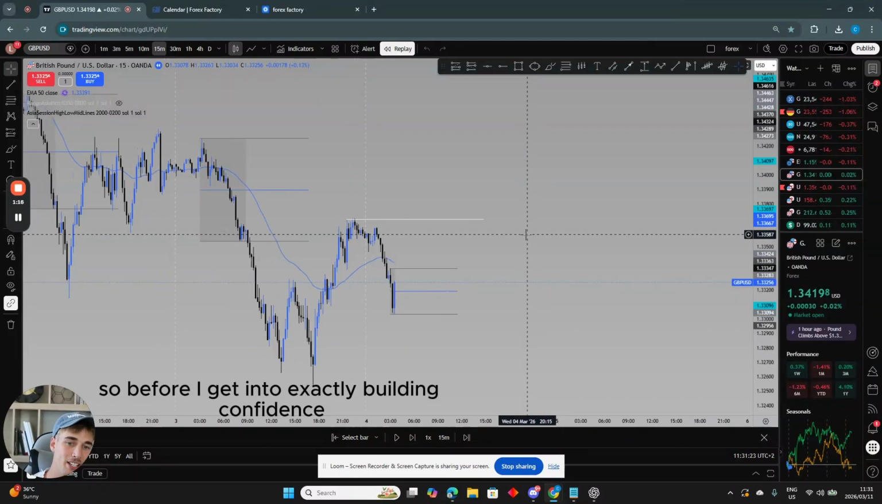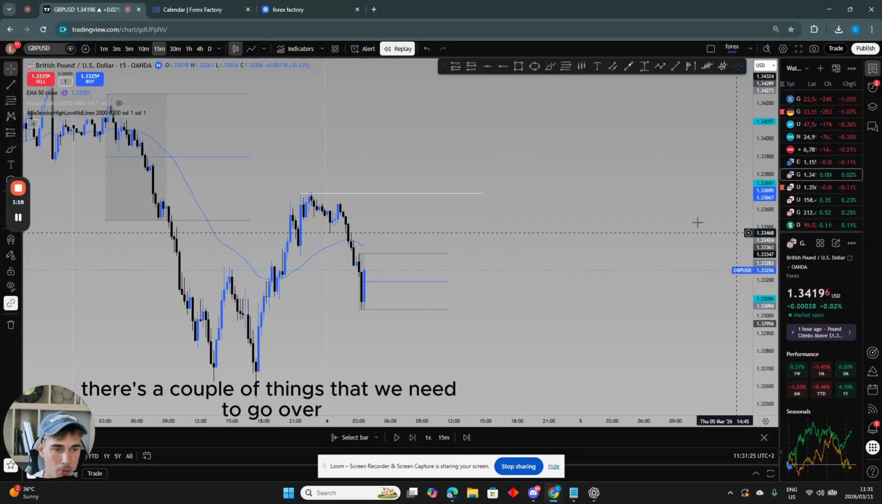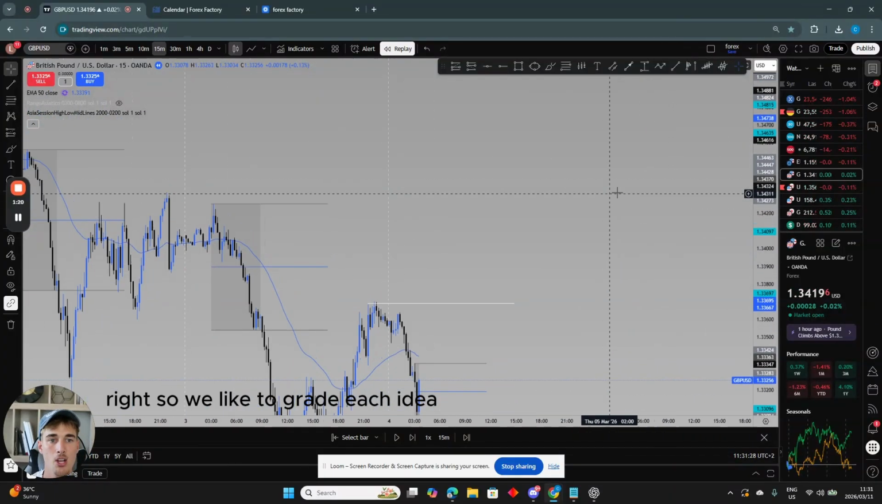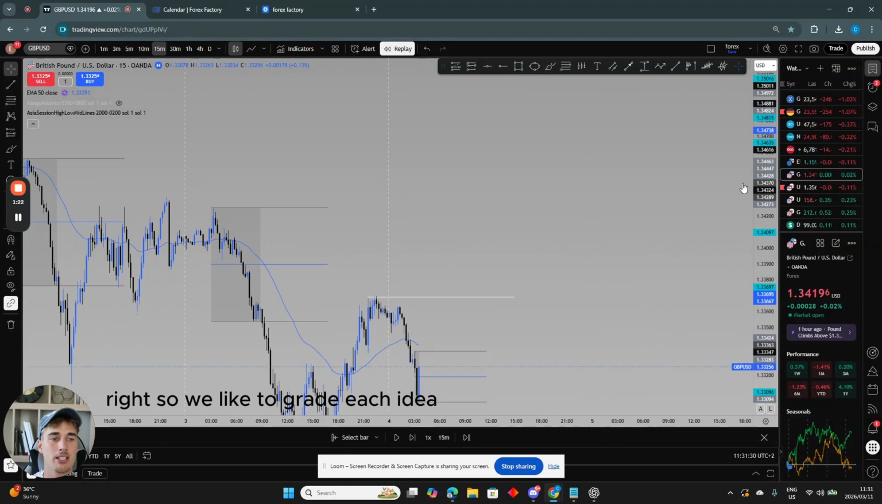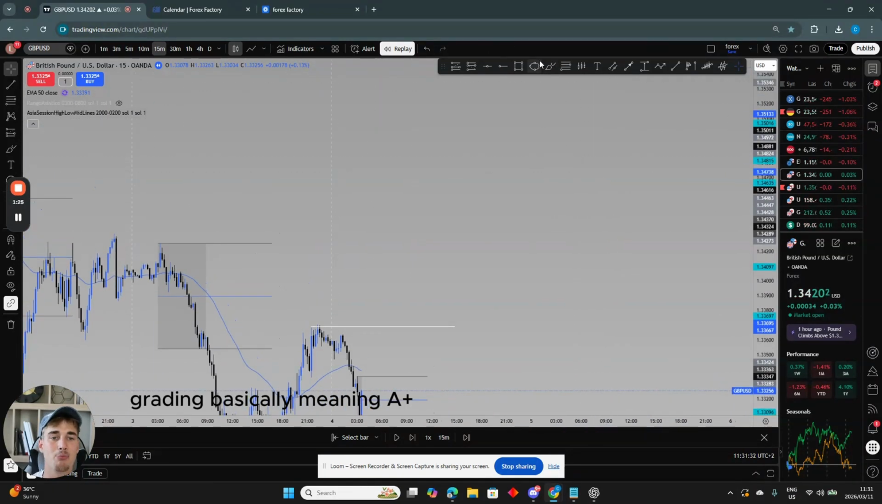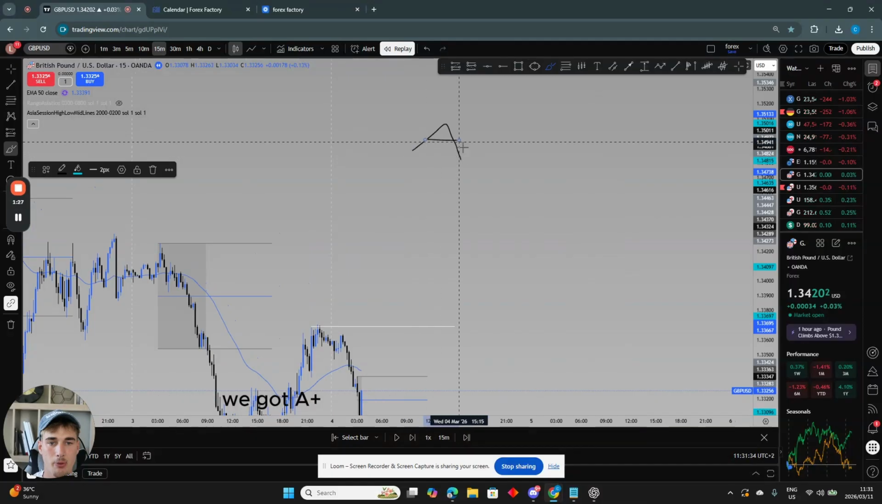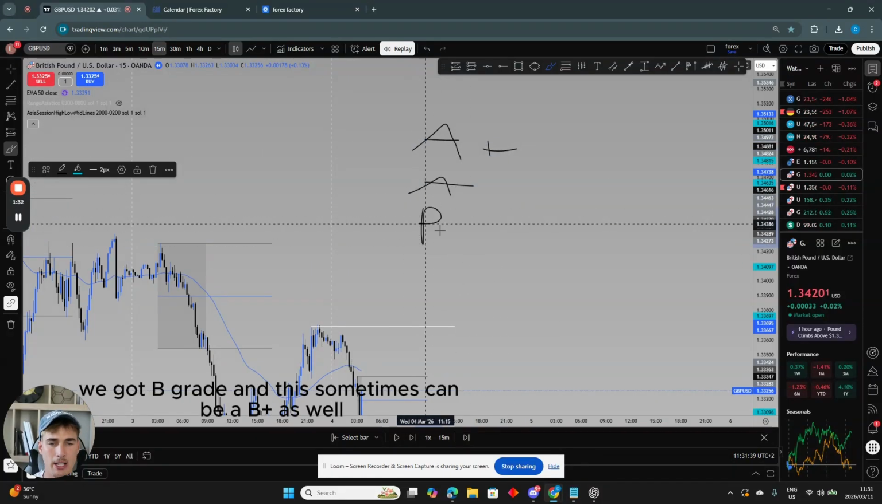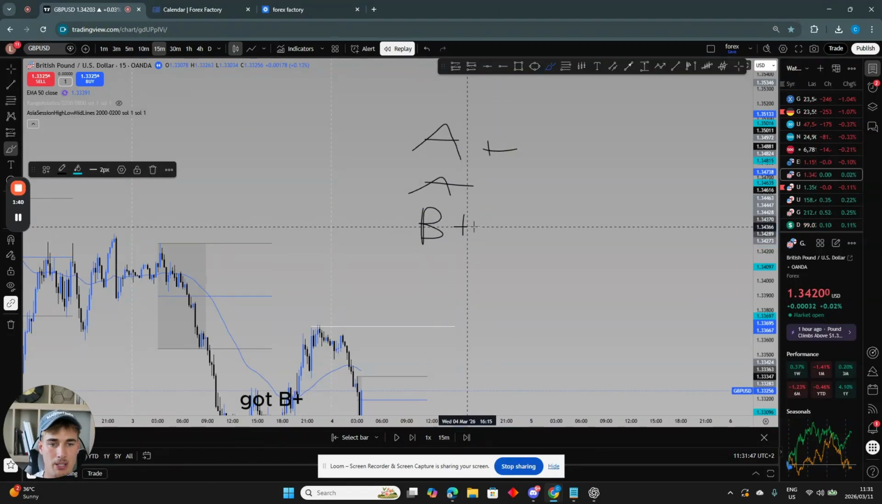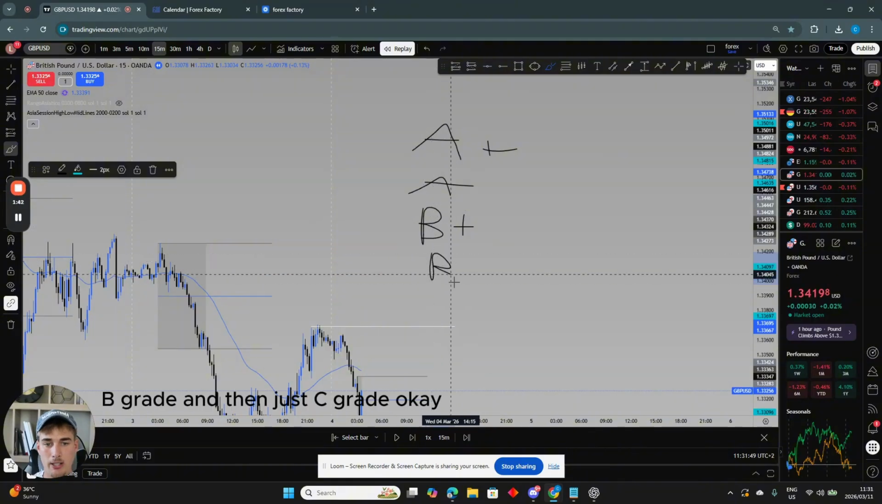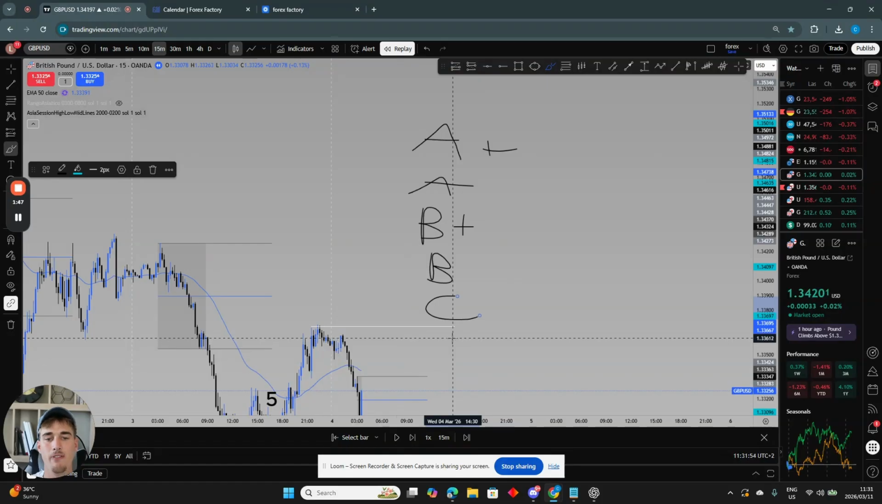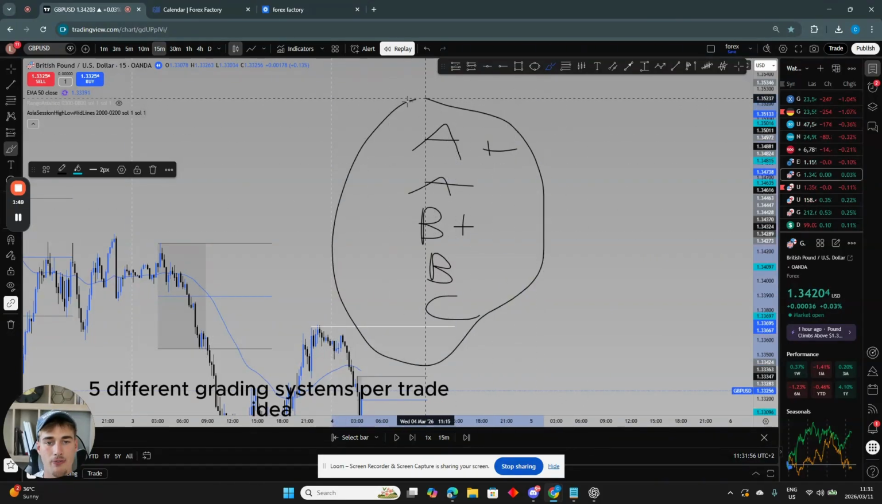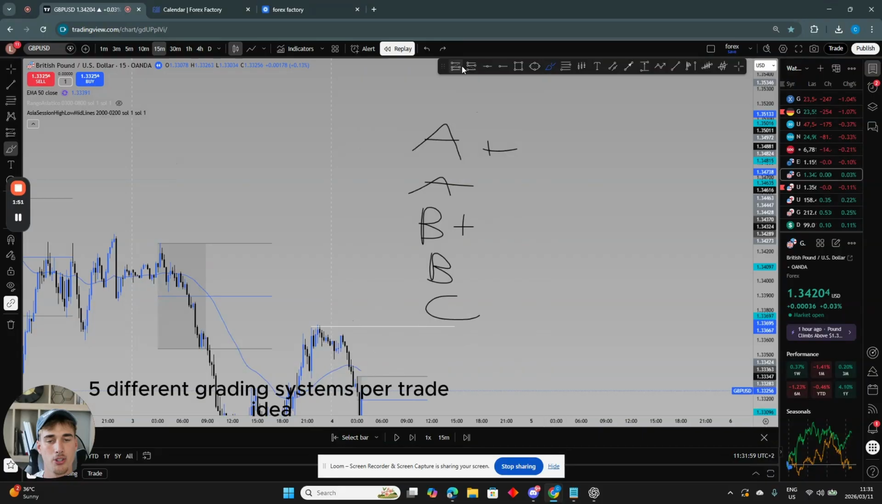Before I get into exactly building confluences, there's a couple of things that we need to go over, right? We like to grade each idea. Grading basically meaning A plus. So let's write that out here. We've got A plus, A grade, B grade, and sometimes there can be a B plus as well, right? We've got B plus, B grade, and then just C grade. Okay, so there's 1, 2, 3, 4, 5 different grading systems per trade idea.